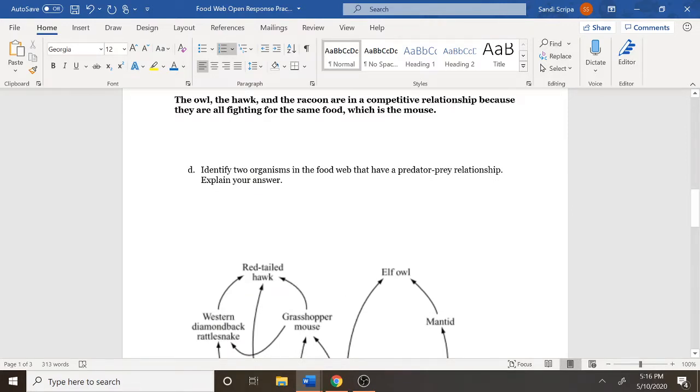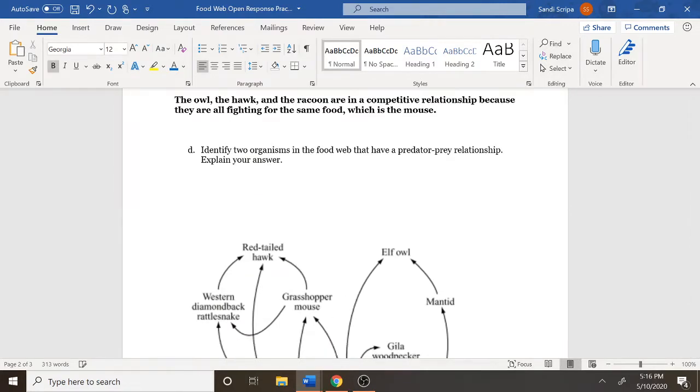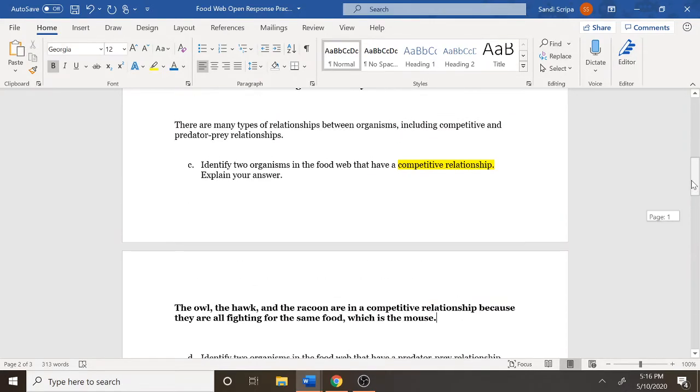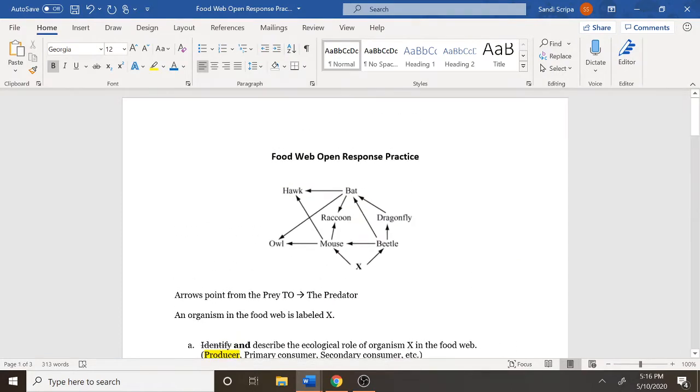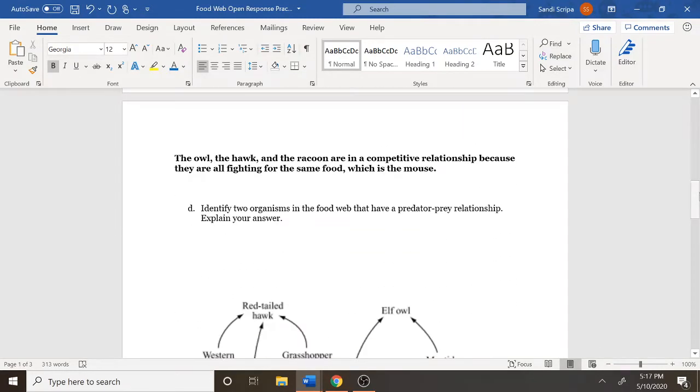All right, and finally, part D, I think this is pretty straightforward. Identify two organisms in the food web that have a predator-prey relationship and explain your answer. So all that means is we're looking at two organisms where one eats the other. And there's so many. I mean, you could list pretty much any two. I'm going to just, for my example, say the beetle and the dragonfly, right? Because the beetles are eaten by the dragonfly. But again, if you have a different answer, that's okay.